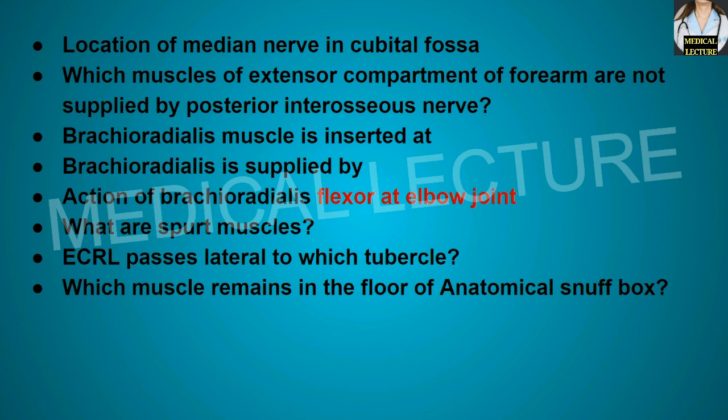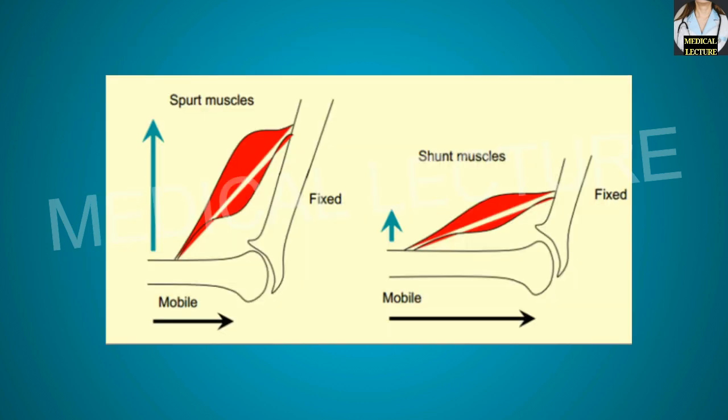What are the spurt muscles? A spurt muscle is a skeletal muscle which has its origin at some distance from the joint and its insertion near the joint. What happens is that it directs the greater part of its force across the bone rather than along it, and it provides the force that acts tangentially to the curve traversed by the bone during the movement.